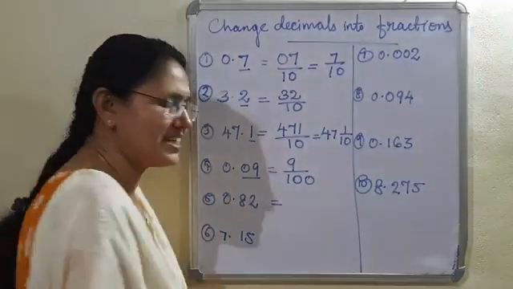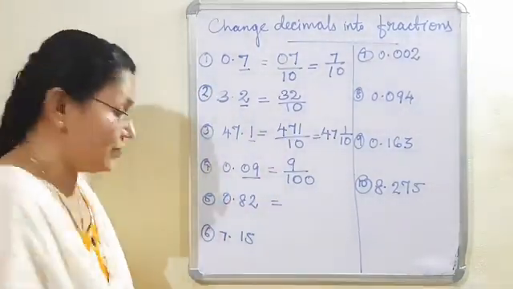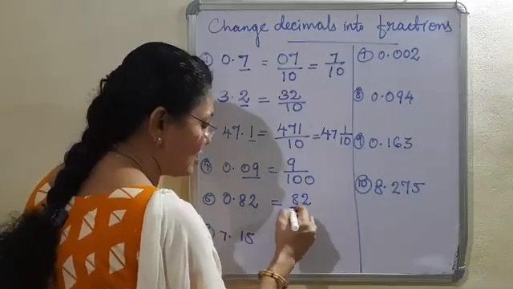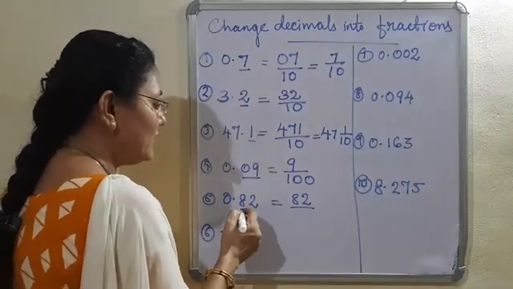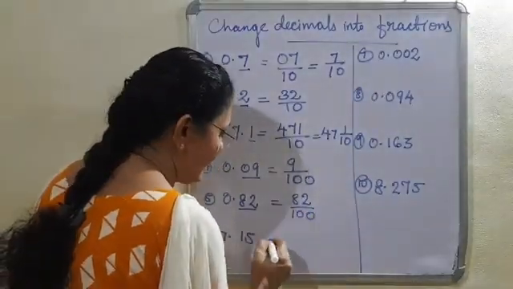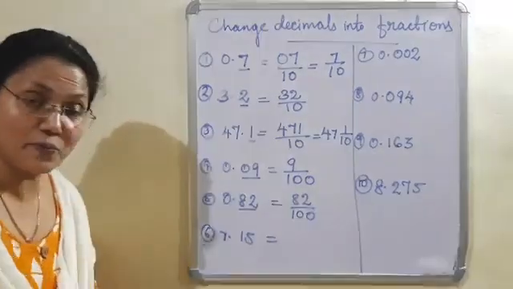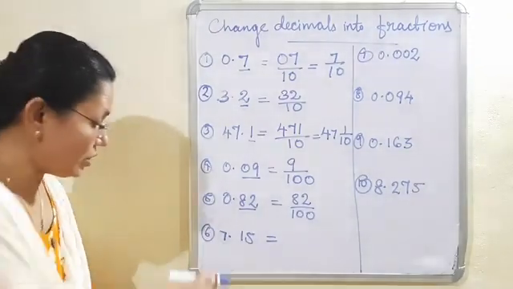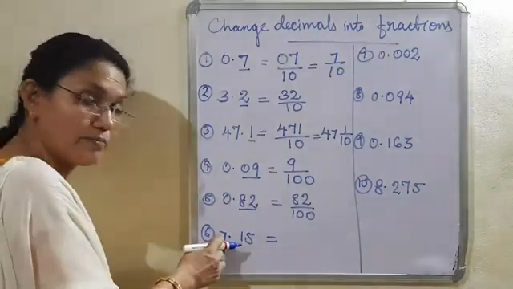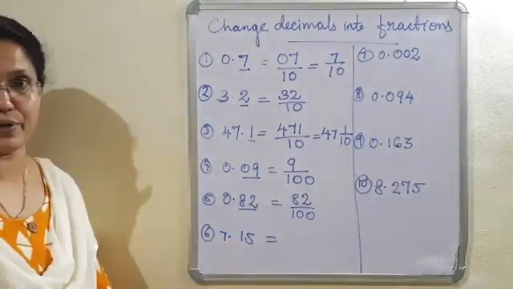Similarly, how can we write this? 0.82. First remove the decimal point. 82. 082 means 82 by how many decimal places? 2. Therefore, here the denominator is 100. Okay. Next is 7.15. Don't count this whole number part also. You have to count the number of digits after the decimal point only.